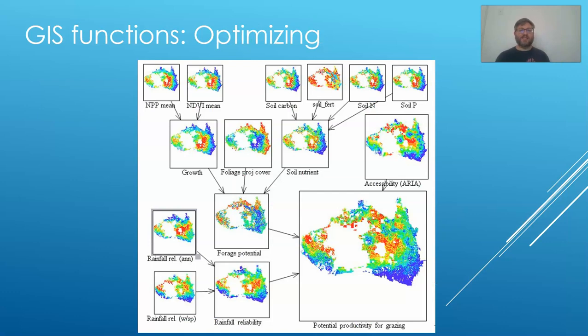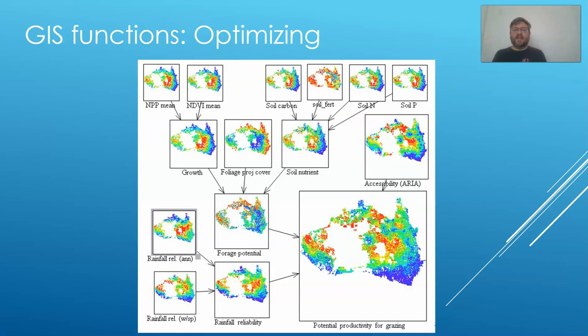You can also use GIS to optimize the locations for things. So this is an example from a study that was looking at the suitability of land in Australia for grazing. Grazing cattle and sheep and stuff is a big economic activity in Australia. They were trying to figure out where the best areas for grazing were. And so they knew that the quality of areas for grazing was dependent on a bunch of different features of the environment. Things like soil fertility, rainfall, etc.